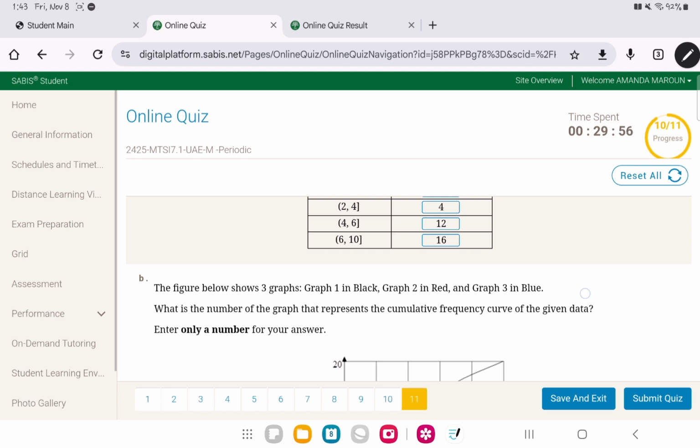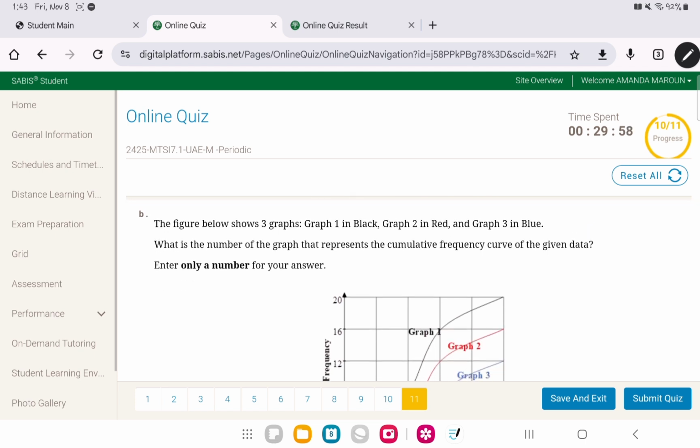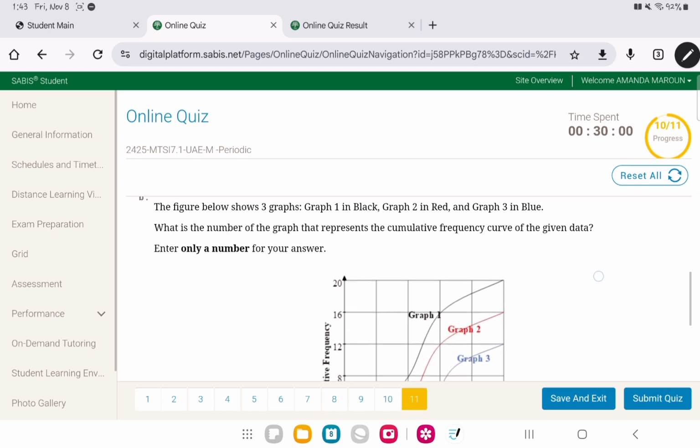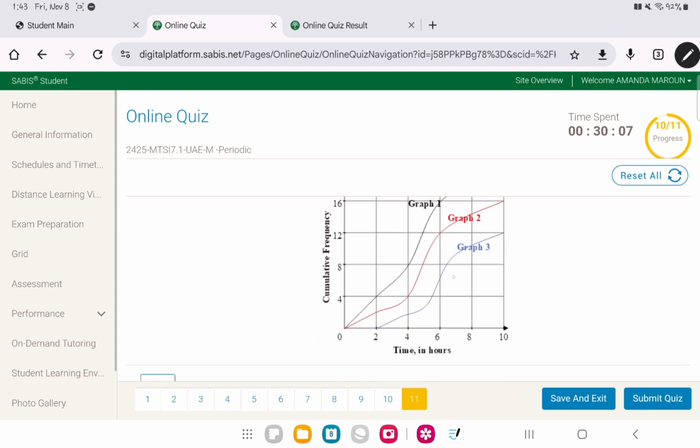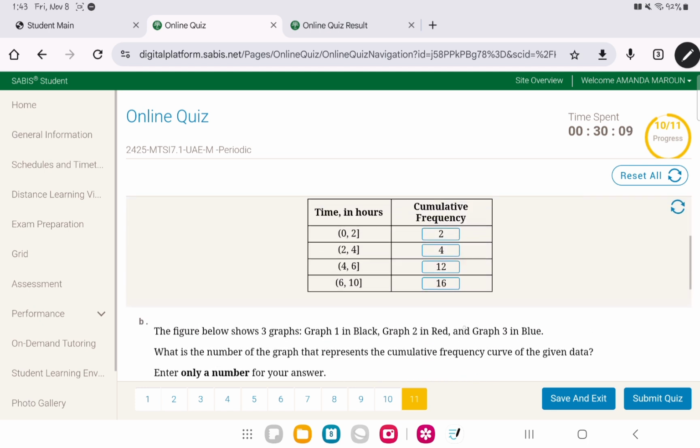Now the figure below shows 3 graphs. Graph 1 in black, graph 2 in red, and graph 3 in blue. They want to know which one is the correct graph. Okay, we know that at a time of 2 hours, we had a cumulative frequency of 2. 4 was 4. 6 was 12. And 10 was 16.